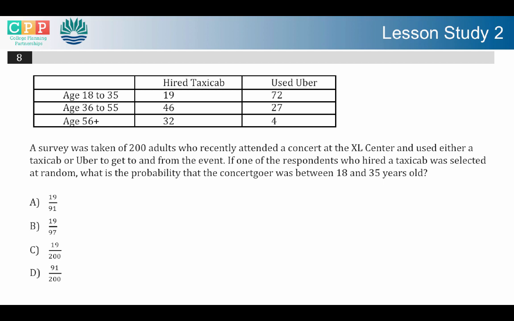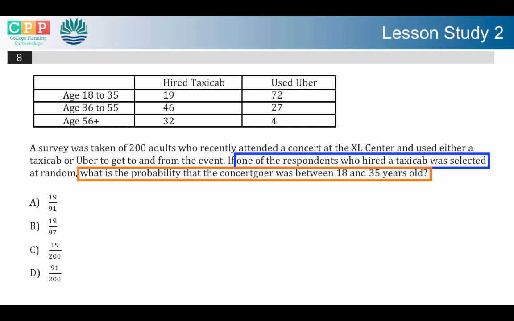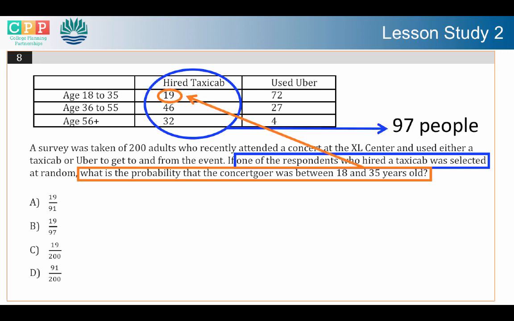So I have to look at the respondents who hired a taxi cab and find the probability that the concert goer was between 18 and 35. The people who hired a taxi cab were circled in blue. So there are 97 people. The people in there who are age 18 to 35, there are 19 of them. So the answer to this question is 19 over 97, B.